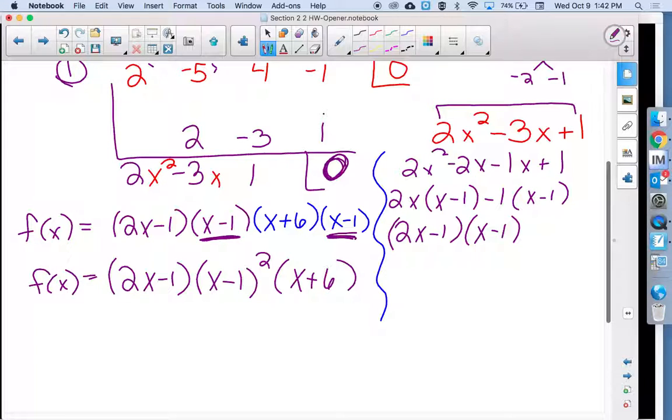So if you have a repeated factor, that's a double root in your graph. So in the graph, it should curve there instead of crossing through. If we were asked to list the intercepts, I would say 1/2, 1 is a double root, and -6.